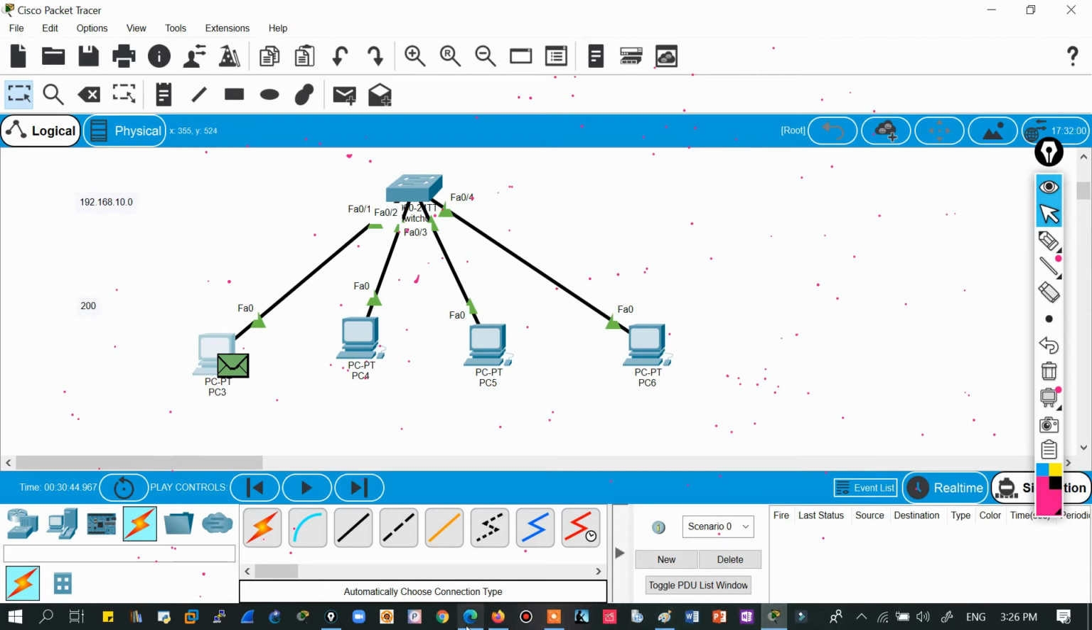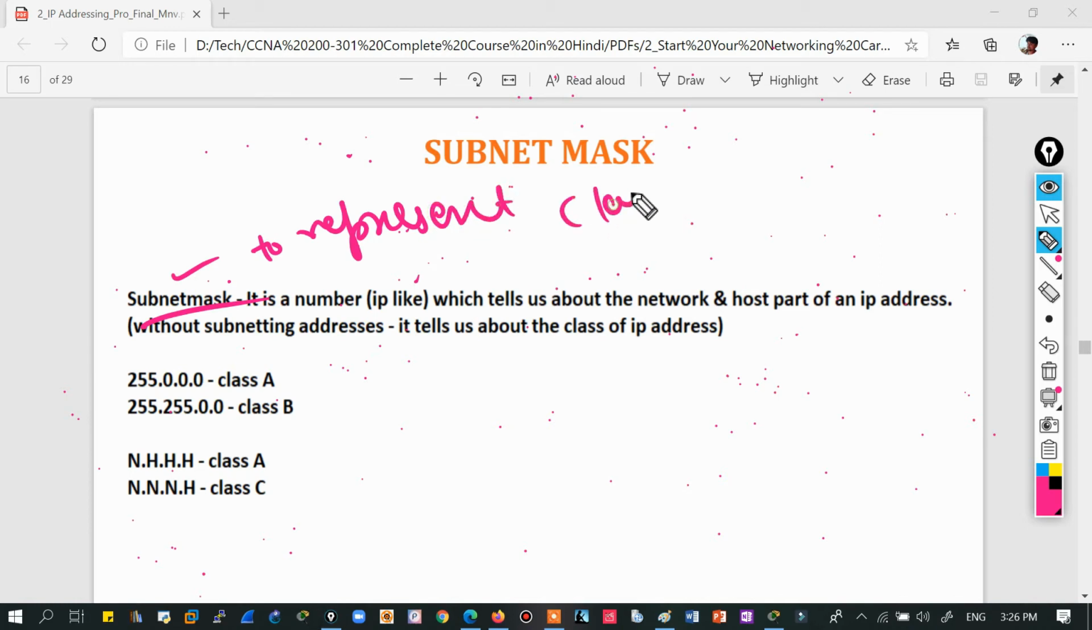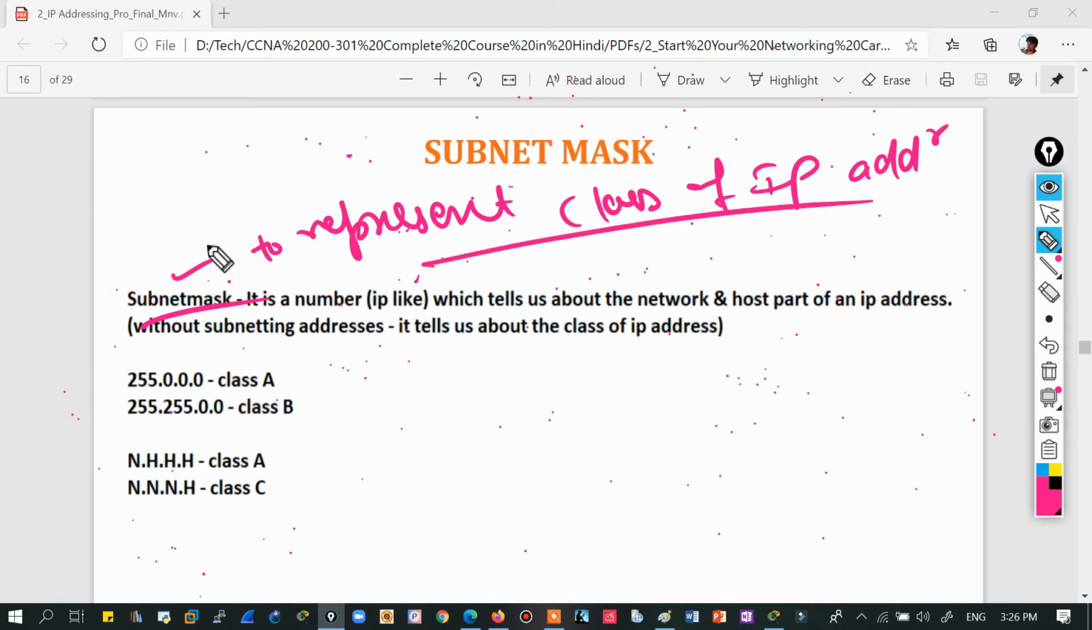So let me clarify things. What do we mean by subnet mask? See, it is again like an IP number. By default, generally the subnet mask is used to represent the class of the IP address. It is not the exact definition for now. When I discuss subnetting, this definition will change, right?